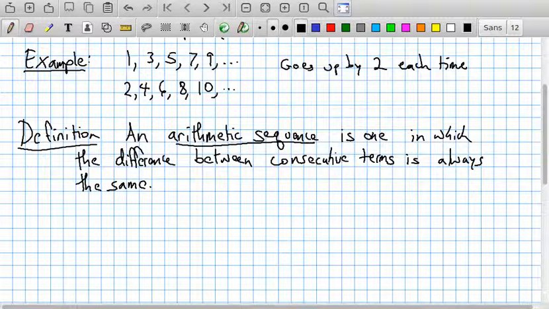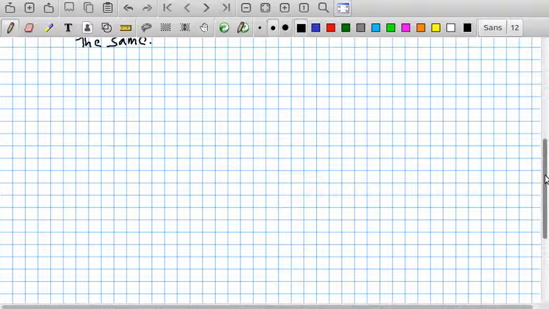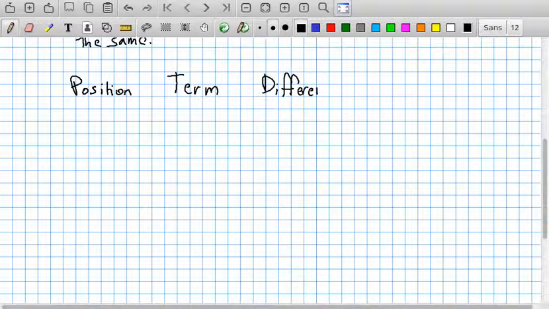So that's a definition, and that's a great way that you can tell whether or not a sequence is an arithmetic sequence or not. And probably the most organized way to manage this sort of thing is to write a table of differences. So you might do something like this. Make a little table. Say, here's the position. Here's the term. And then write the difference. So make yourself a little table.